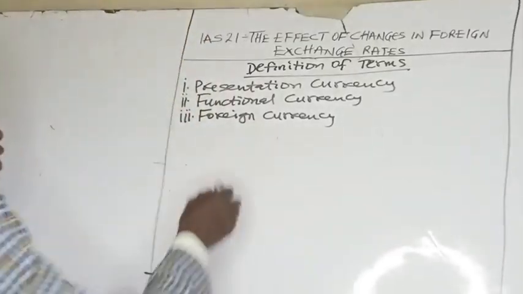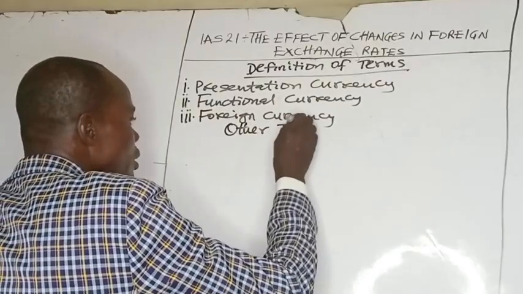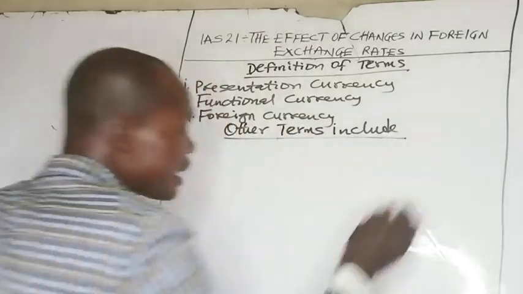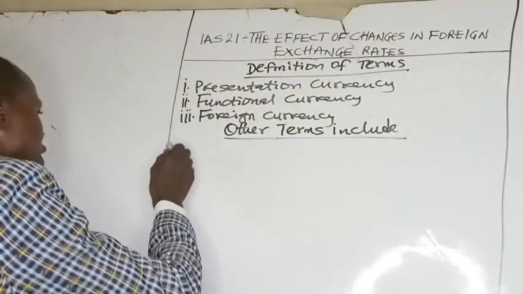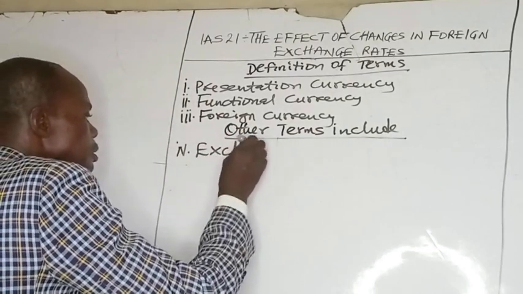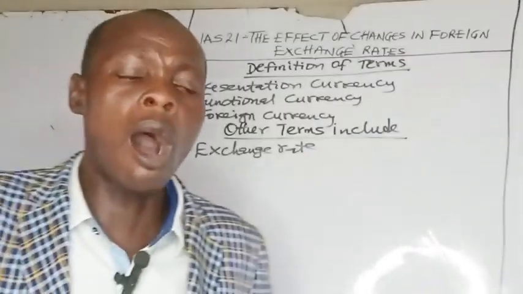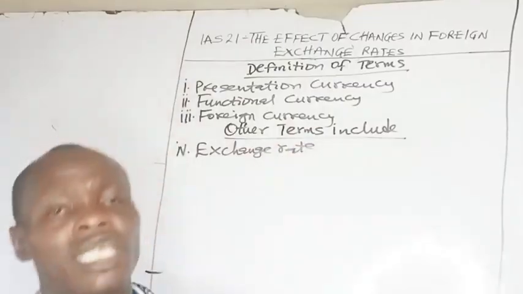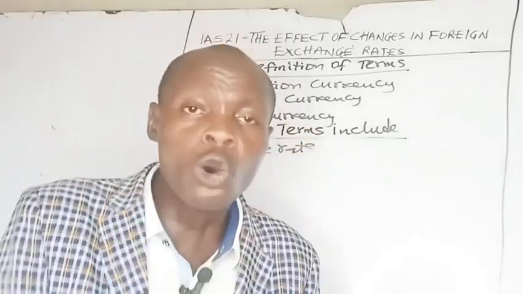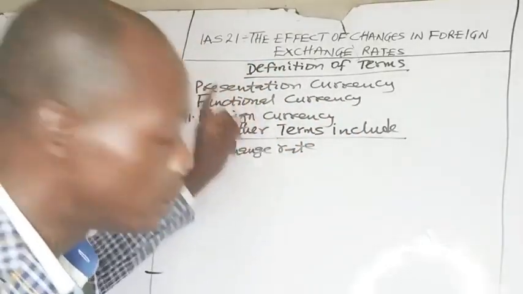So other terms include, number four, exchange rate. Exchange rate is the rate of exchange between two currencies. The rate of exchange between two currencies is said to be the exchange rate.